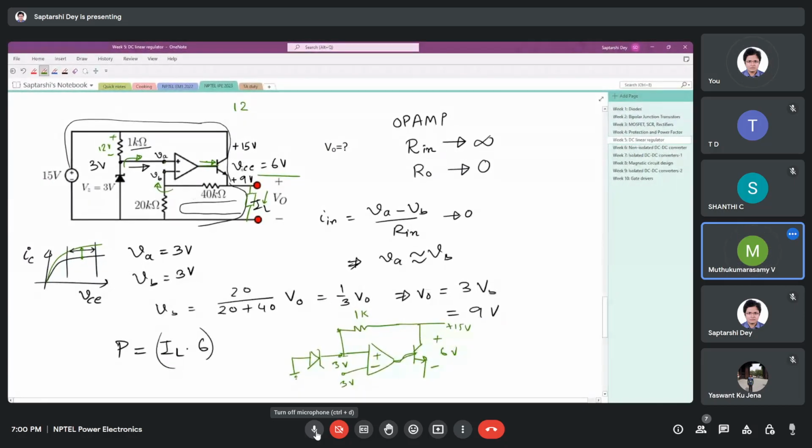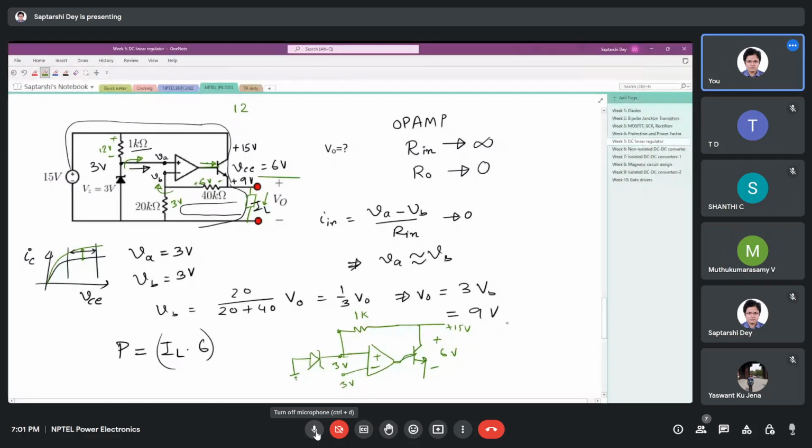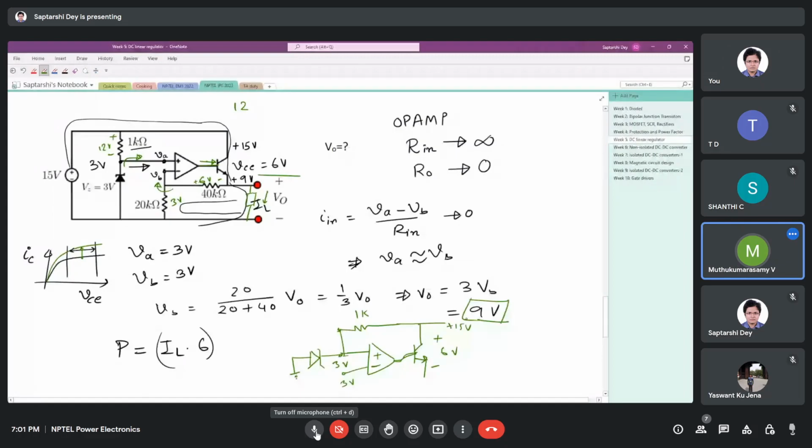Why do you have 12 volt? Yes, sir. Voltage across 20 kilo ohm is 3 volts, 40 kilo ohm is also 3 volts, and the output is 6 volt. Total 6. No, output is 9 volt. Oh, sorry. Okay, sir. So if we go with this now, we are getting extra voltage here in this part of 3 volts. 15 volts we are getting, sir.